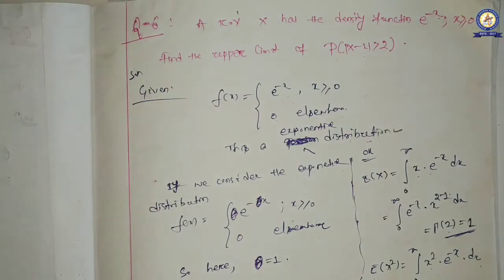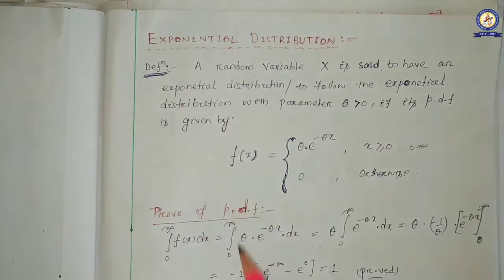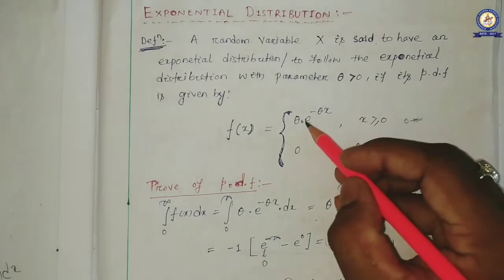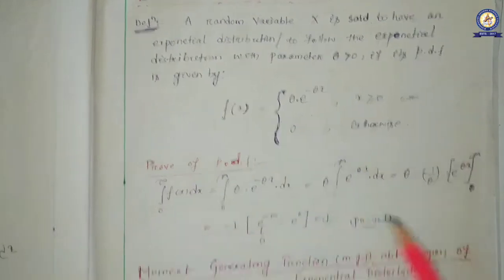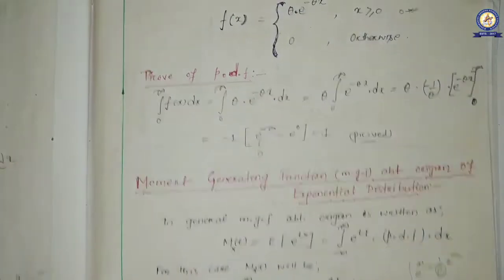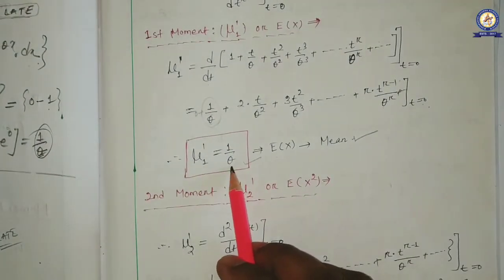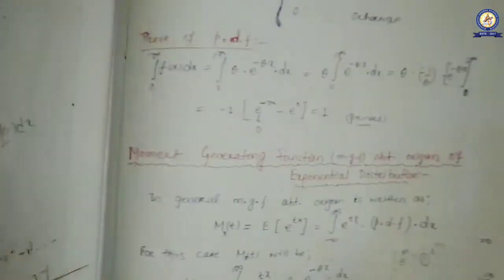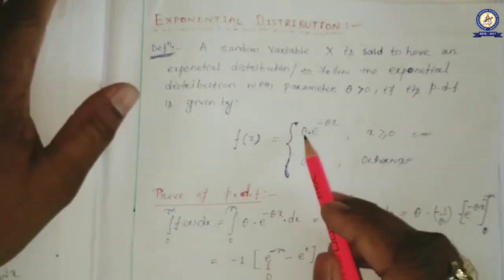Maybe you remember, we already discussed in our previous class that for the exponential distribution, the probability density function is theta into e to the minus theta x for x greater than 0, otherwise it will be 0. This is the proof of the PDF, and we found that for this case the mean is 1 by theta and the variance is 1 by theta square. Here theta is nothing but the coefficient of x in e to the power minus theta x, right?